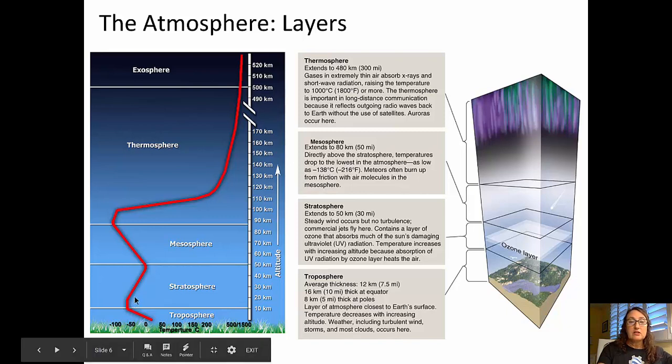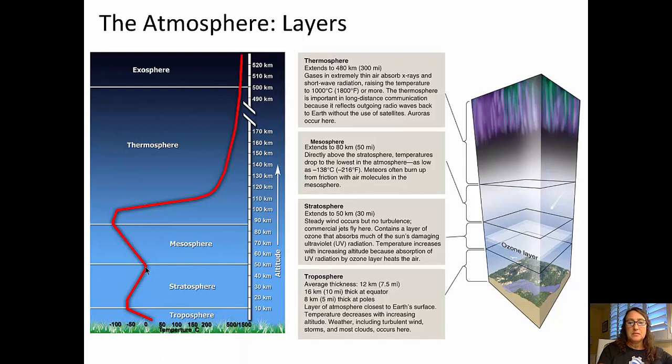Moving into the stratosphere, you'll notice that temperature actually stays fairly constant initially, and then temperature increases. So it goes back up to almost 0 degrees Fahrenheit. Characteristics of the stratosphere are that it extends up to a height of about 50 kilometers. There is a steady wind that blows in the stratosphere, but it's not a turbulent wind as it is in the troposphere. So if you're taking a flight and it suddenly gets bumpy, pilots might actually go up into the stratospheric level to get away from that turbulence.